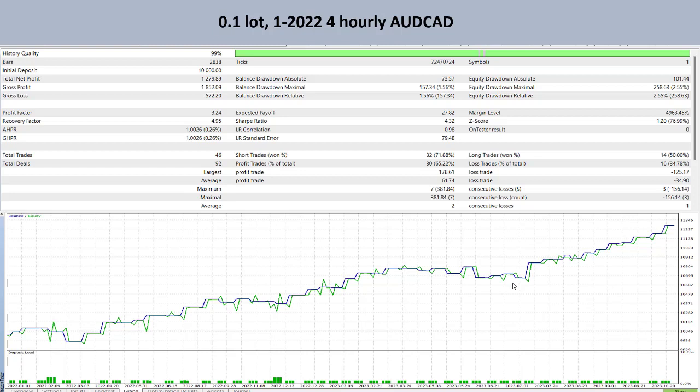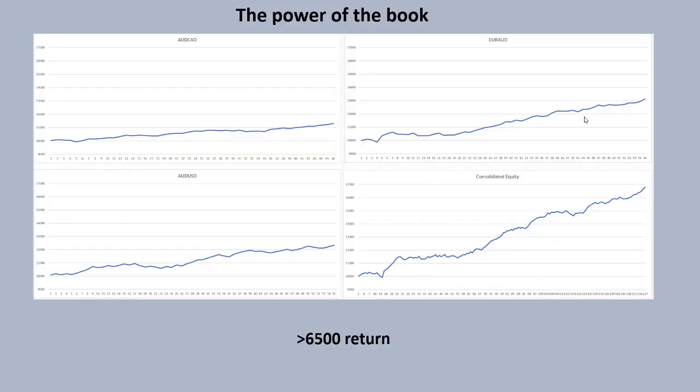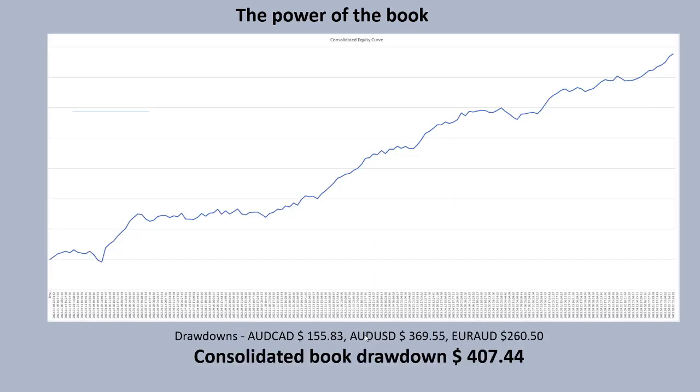So what we mean by a book is we add those together. So if we put our 3 charts together, you can see there's the 3 equity curves. And we do it at the same time, you can see that there's an over $6,500 return. And you can see how much better that equity curve looks with the 3 working together. And if we took our drawdowns individually, there would be in excess of $700, which again is very, very good. But because they're working together and trading at slightly different times, when you consolidate them together, the actual drawdown drops from in excess of $700 to $400 in the worst scenario.